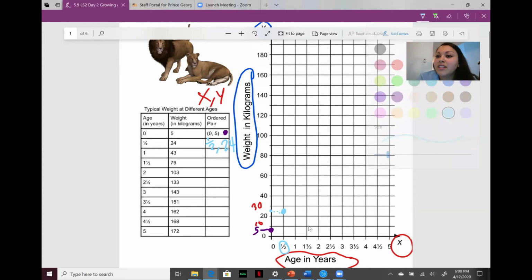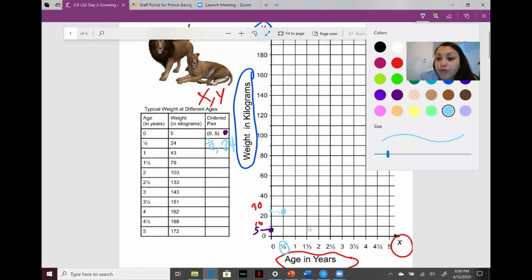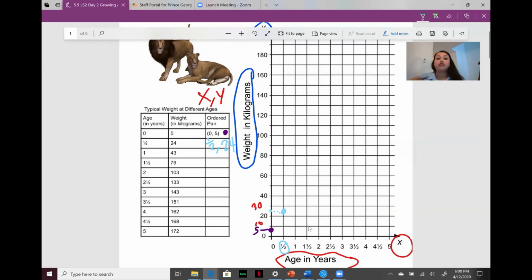So let's go to our next one. We'll just do a few more, and then we should be able to see that there's a general trend. A trend means something that you can infer from the data. And I know you've talked about inferences in your reading class before. So for our next data point, at 1 year old, the lions are now approximately 43 kilograms. So we're going to write our ordered pair as 1, 43. I know that at age 1, they're around 43. So 43 would end up being around here. So I'd plot that point.